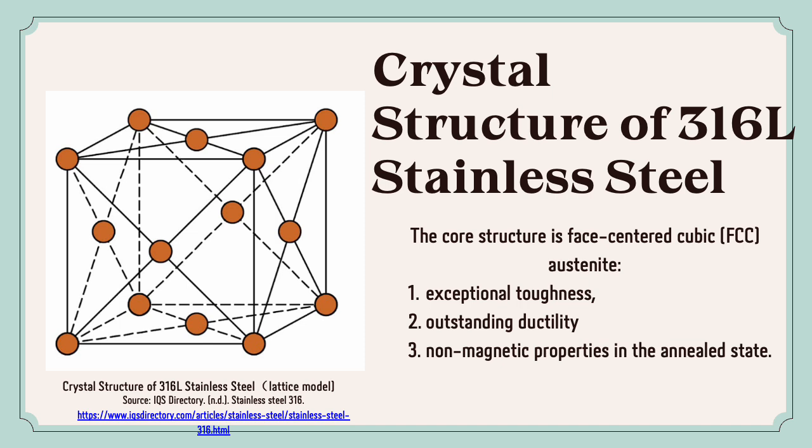316L stainless steel mainly has an FCC austenitic crystal structure, which means face-centered cubic. In this unit cell, atoms are located at the corners and the centers of each face. FCC is important because it contains 12 slip systems, allowing atoms to move more easily during deformation. That is why 316L shows excellent ductility and toughness. Another result of this austenitic FCC structure is that 316L remains non-magnetic in the annealed condition.